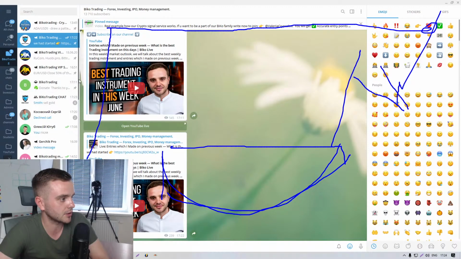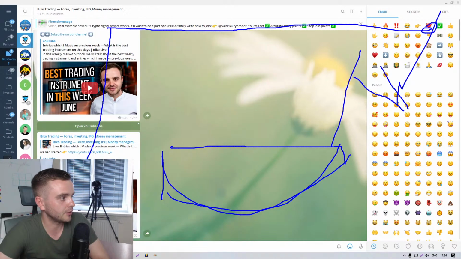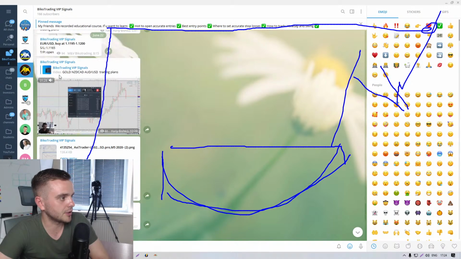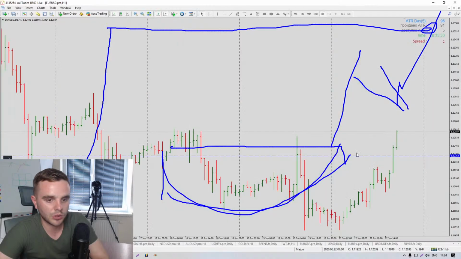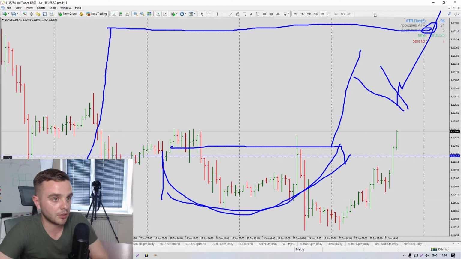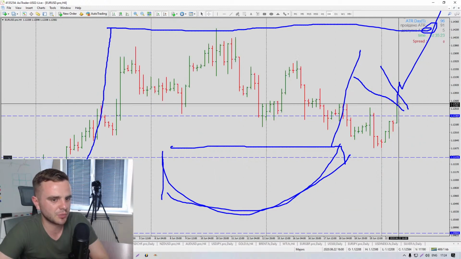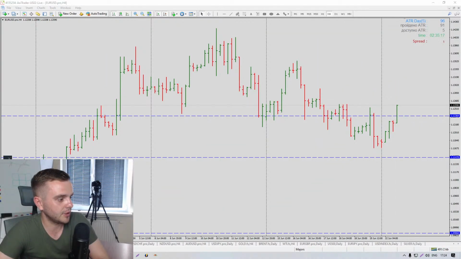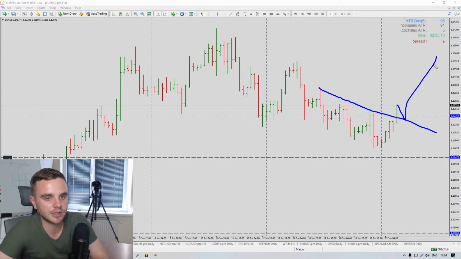A few seconds I would like to share with you. With our VIP members today, as you can see, we opened a buy at 1.1195. As you can see here, we sent VIP signals into our VIP room, and price rose up. I do believe that from this point price broke up, right? And I believe from this point price can continue its uptrend.